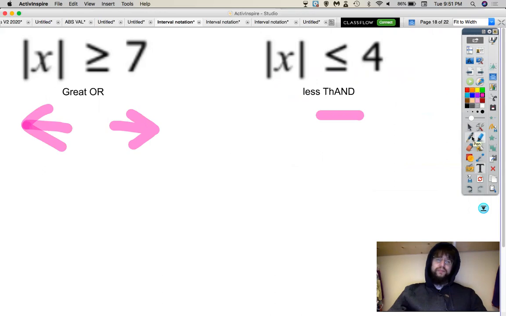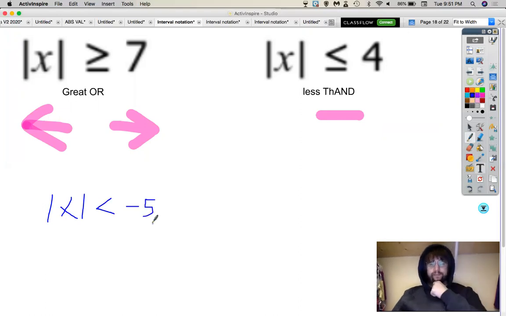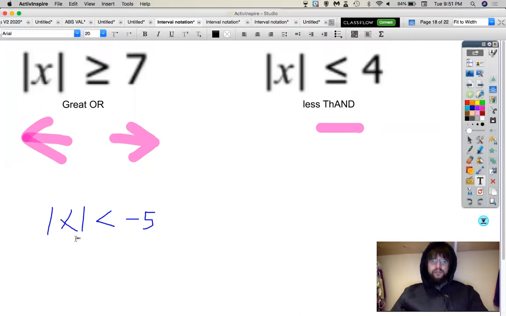However, let's think about some particular cases. What if I say absolute value of x is less than, I don't know, -5? That can't happen. I mean, it's absolute value. How's your absolute value going to be negative, much less smaller than a negative number? Ain't happening. There's no solution here. So with the less than, it might be no solution.